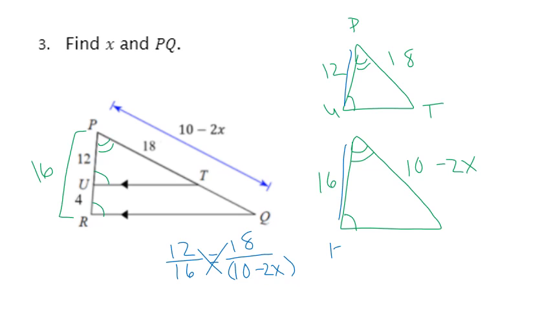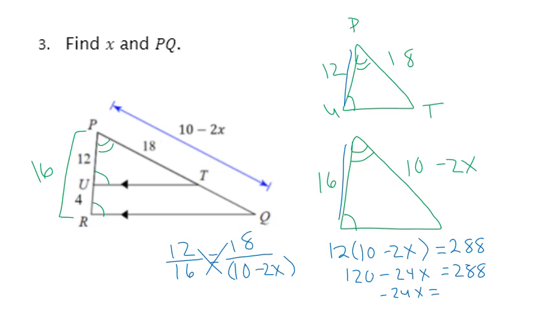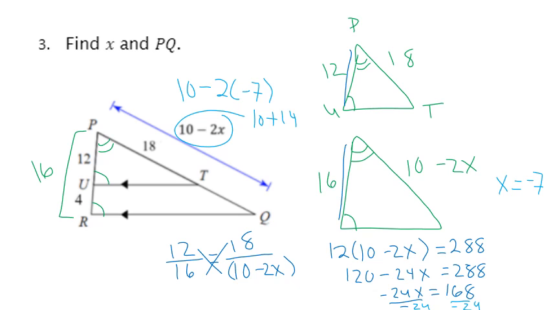So when we go ahead and do that, 10 minus 2x, 18 times 16 is 288. And then we're just going to go ahead and solve it out. And so this would be 168, and then we would divide. And so our final answer for this, we would actually get -7. And then when we substitute it back in, 10 plus 14 is 24.